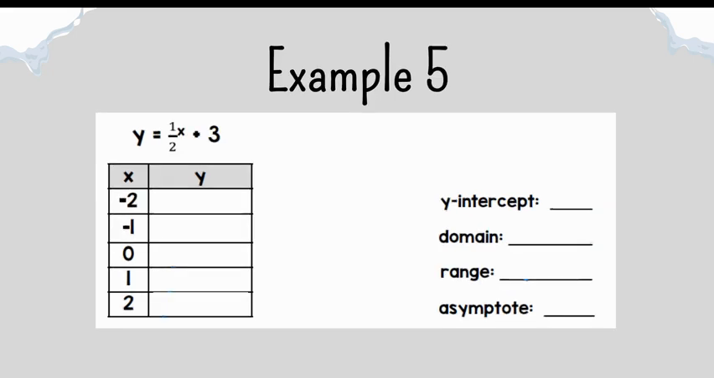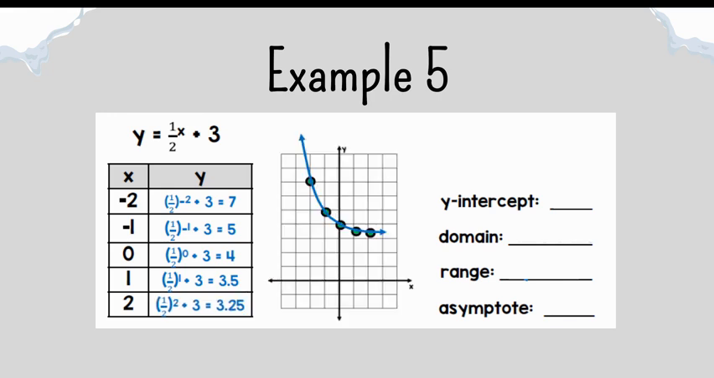Our fifth one, here we go. We have 1/2 to the power of x, plus 3. If I plug this in the calculator with -2 as my exponent, I will end up with 7. If I plug in -1 in the calculator, we're going to get 5. Anything to the 0 power is 1, so this becomes 1 plus 3 is 4. Then we get 3.5 and 3.25.